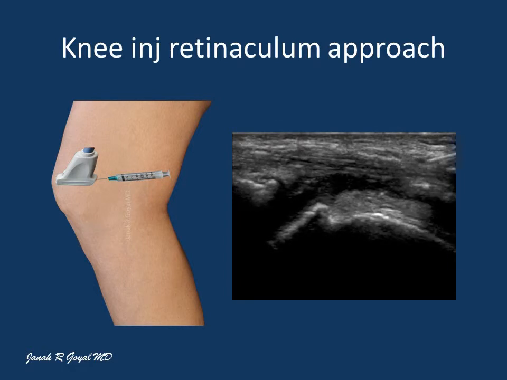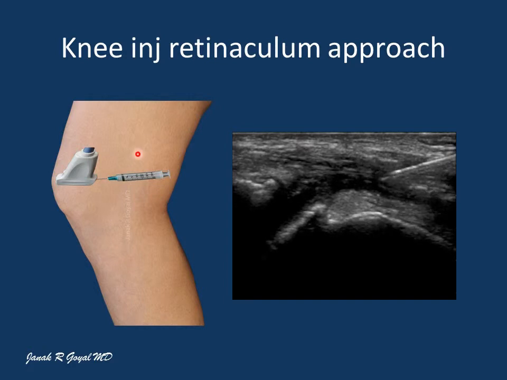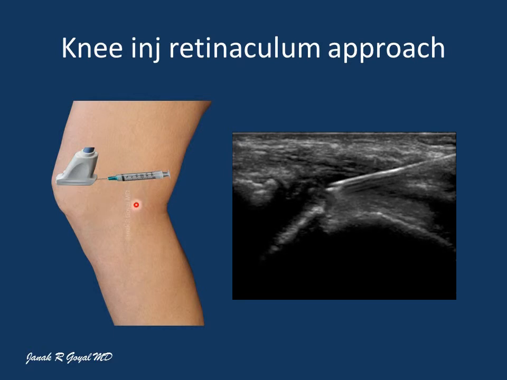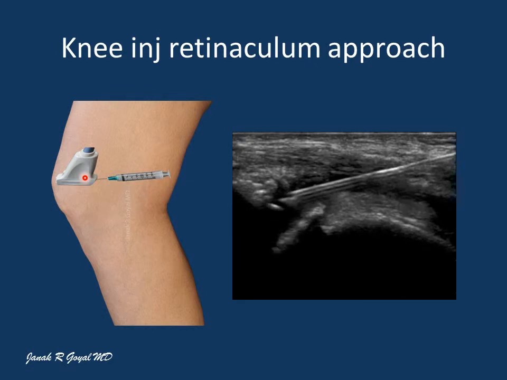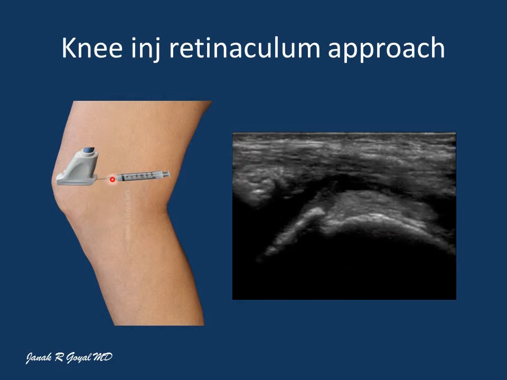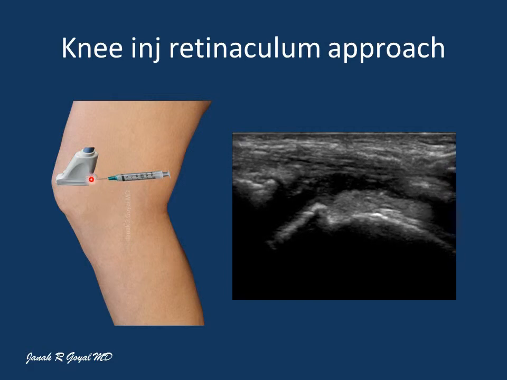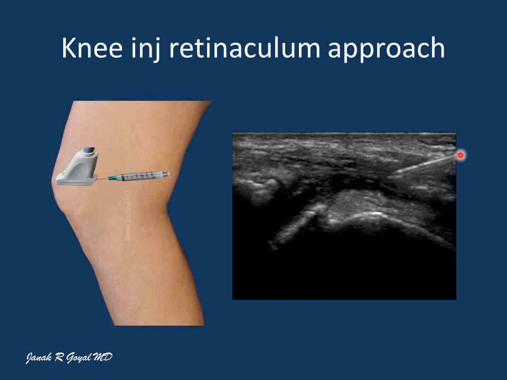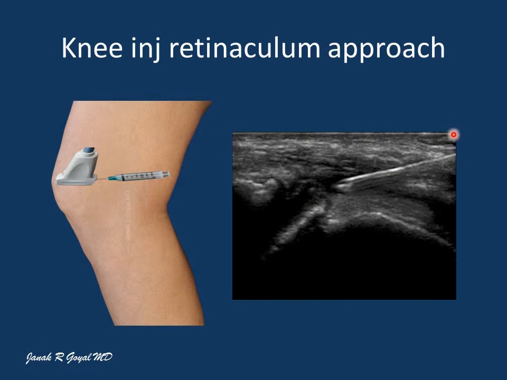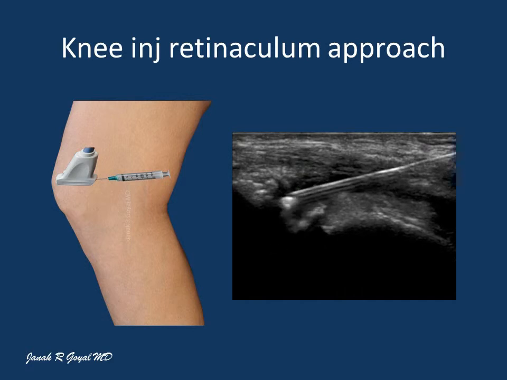The site of injection through the retinaculum is similar to the palpation guided approach. The patient is placed supine with 20 to 30 degree flexion of the knee joint. The transducer is placed on the short axis of the medial or lateral side of the knee. The needle is directed into the joint space in plane to the transducer face. Here is your patella, here your femoral condyle, and here is your needle, which is being directed into the joint space in plane to the transducer face, and the injection is made into the joint space.